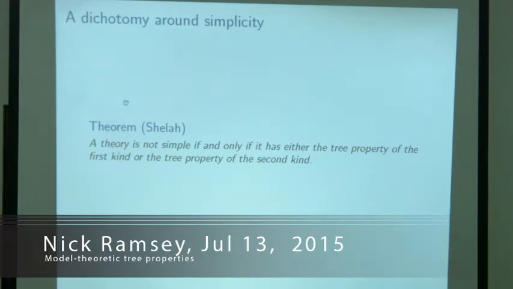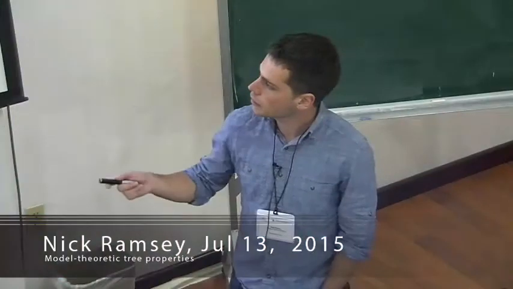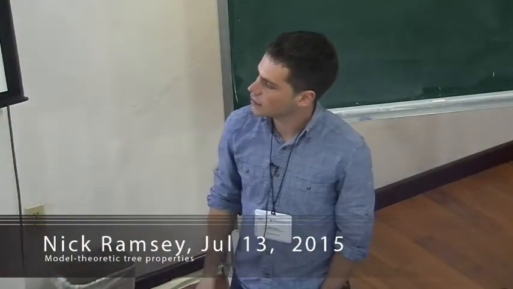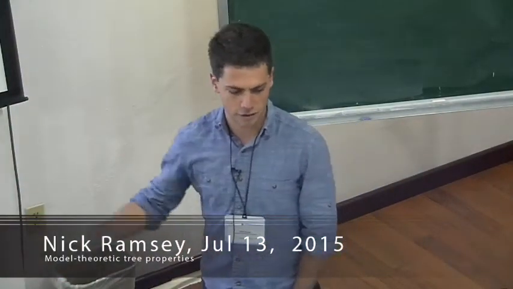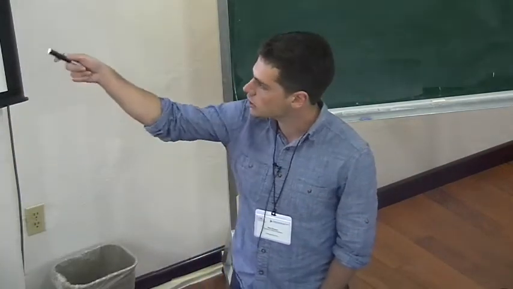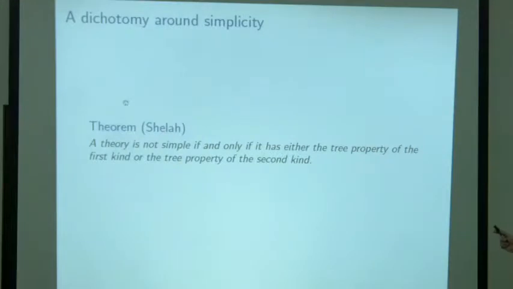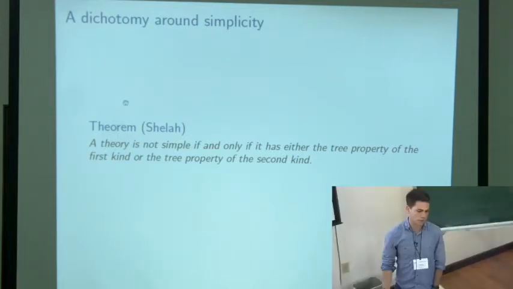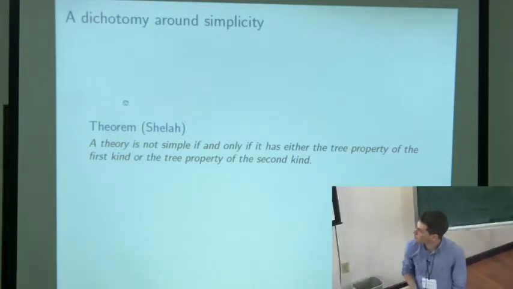This isn't the language he used to prove this theorem. But this says that if you have a lot of forking, then either you have a lot of forking which is highly structured or highly random. TP2 is the random case, and the tree property of the first kind is the structured case. And the basic object of study is the class of theories which don't have the tree property of the first kind. OK, so what is the tree property of the first kind?